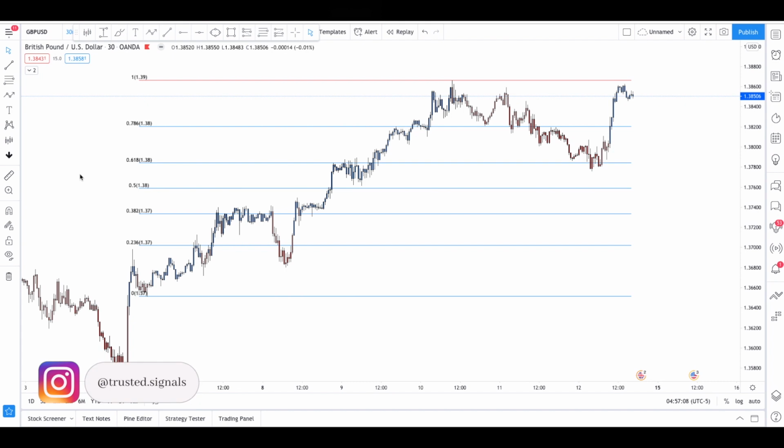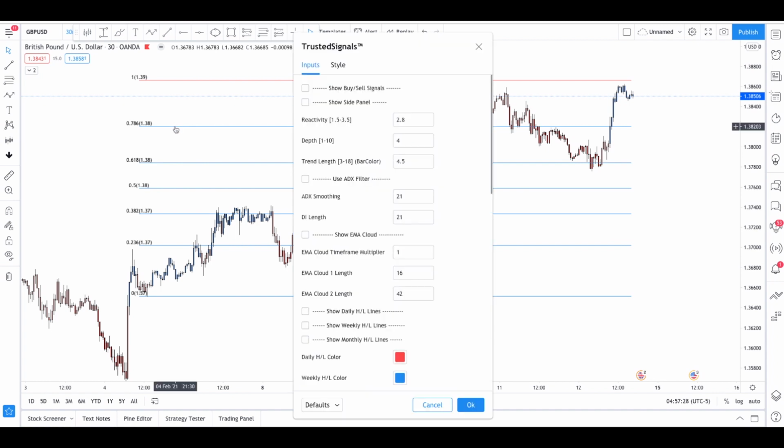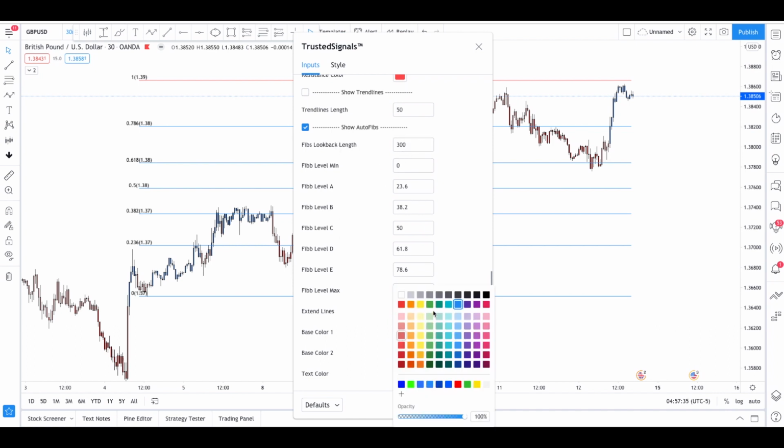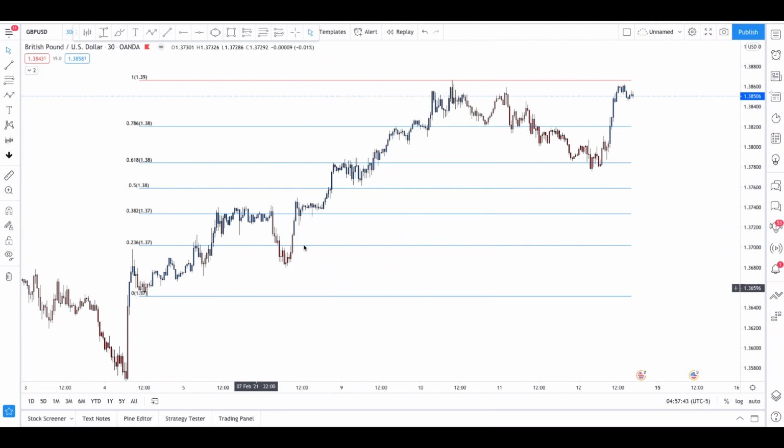In this video we will be going over how to use the Trusted Signals Auto Fibonacci. This indicator is an ideal educational tool and guide for new traders looking to practice drawing Fibonacci retracements. The indicator features automatically drawn Fibonacci retracement levels, corresponding labels for each level, price and level, and fully customizable levels and lines through user inputs.